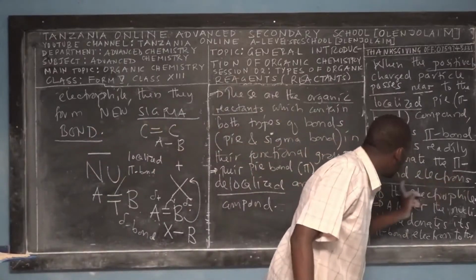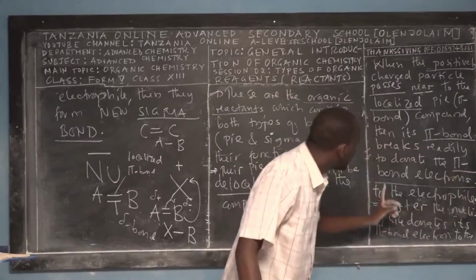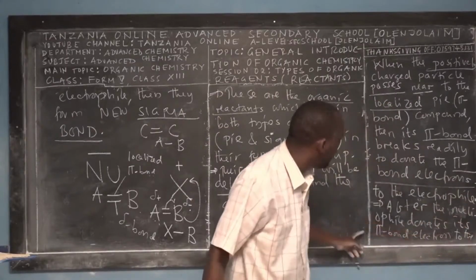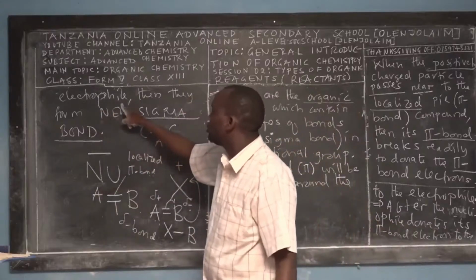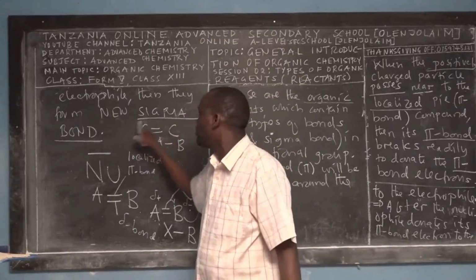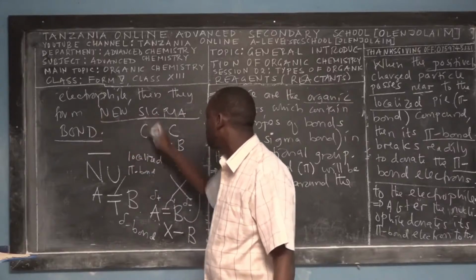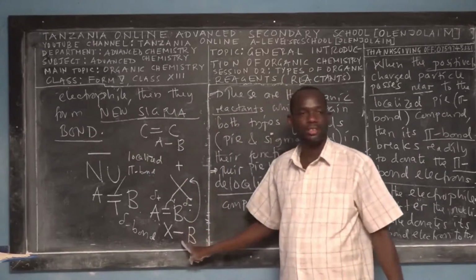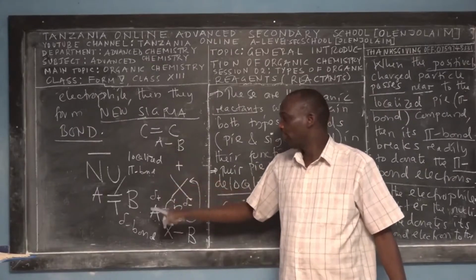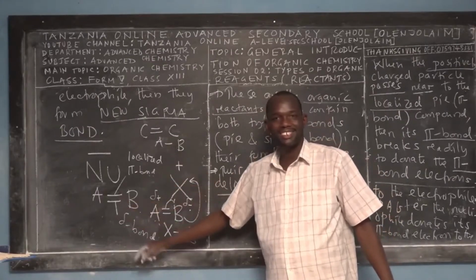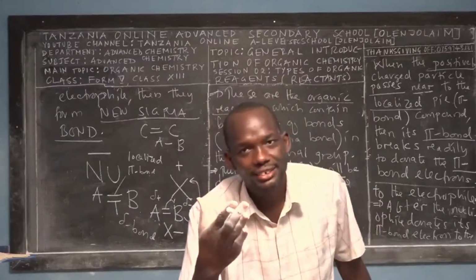So the nucleophile donates its pi bond electrons to the electrophile, and then they form a new sigma bond. Where's that new sigma bond? This one. Where's the old sigma bond? This one. Where's the previous pi bond? This one. Do you understand?